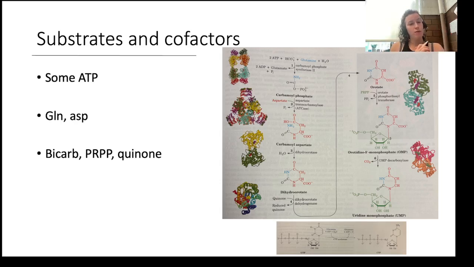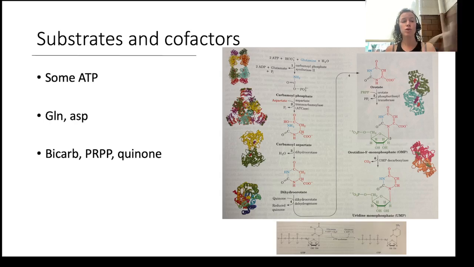What have we seen here, folks? Well, we've seen kind of the same patterns repeating. We saw some ATP used in this process, not quite as much as in purine synthesis, but again, we saw the glutamine, we saw the aspartates being used either in whole or in part, specifically for amino groups. We saw bicarbonate, we saw PRPP show up again, and we saw a quinone being used as a redox cofactor.